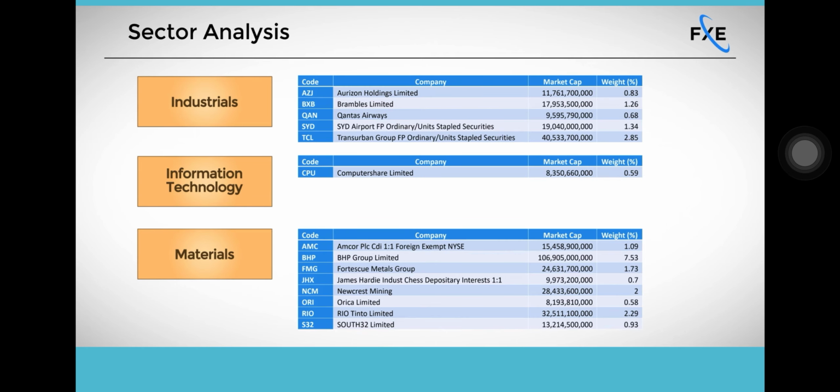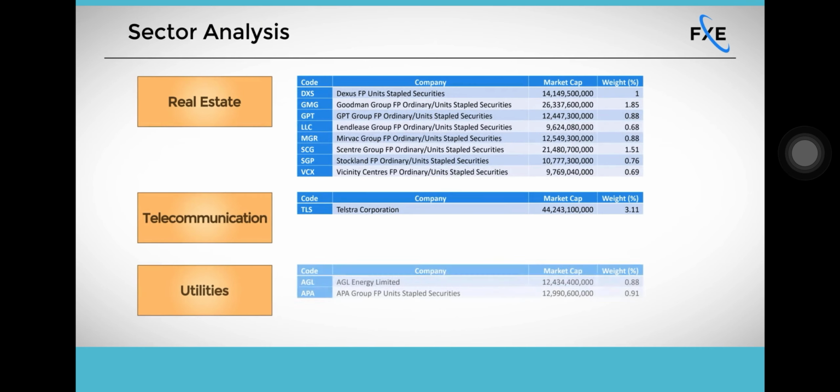Now, it is interesting to observe how underrepresented the Australian market is in the telecommunications and information technology sectors from a market capitalisation standpoint. Of course, if we were to cast the net wider to include the top 200 companies, we would see a greater representation for these sectors.